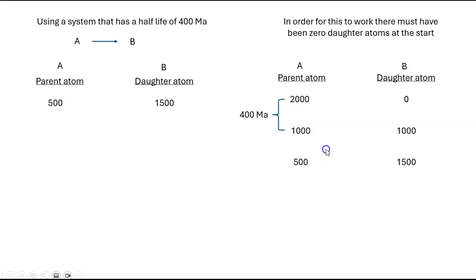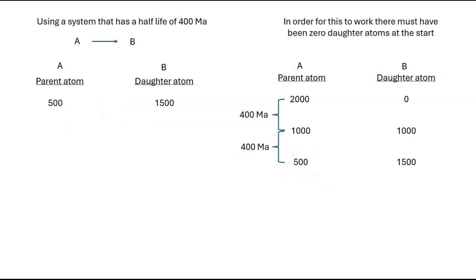And so for this example, we take another half, and we have 500. Where did that 500 go? Well, it turned into daughter, and I already had 1,000, so I'm just going to add it to there. This is my ratio that I have after how long? Well, another 400 million years. So it does match what I have today, so I'm done.